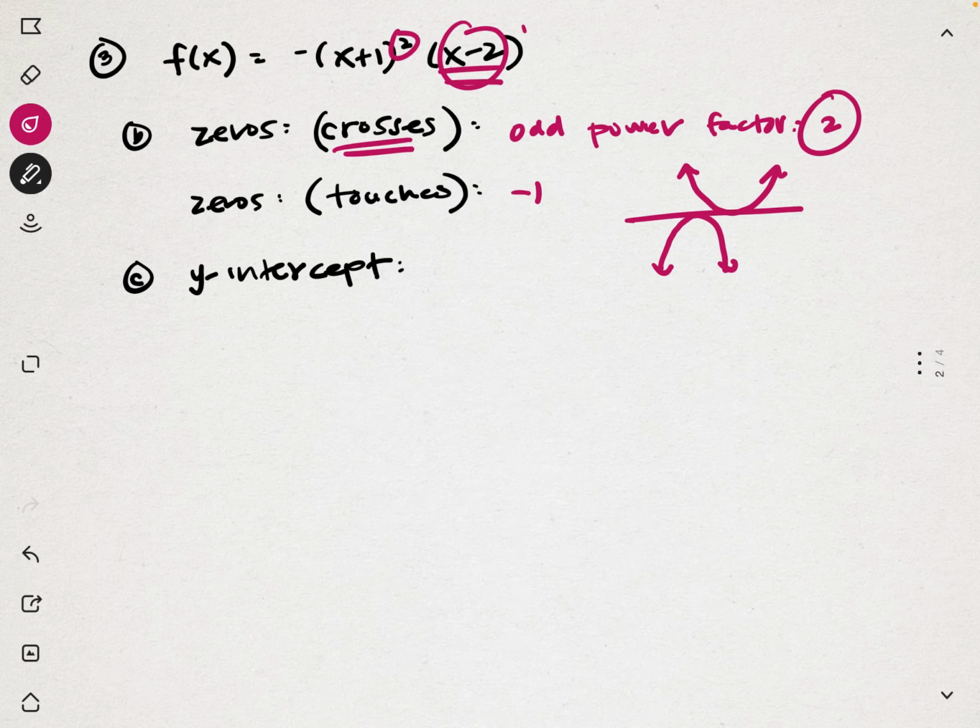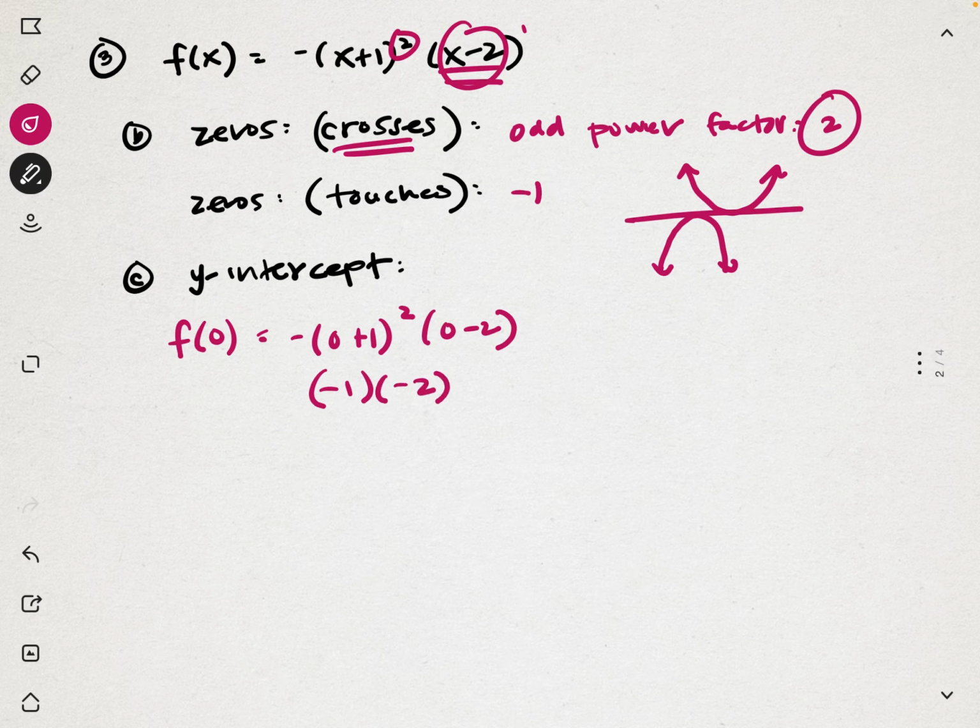Okay, and lastly, the intercept, that's pretty easy. Remember, from Algebra 1 it just means find the f of 0. So we're going to plug in our 0. So we have 1 squared is 1 times 0 minus 2 is -2, which is, with the negative out front, positive 2.